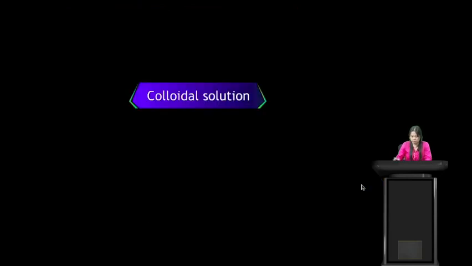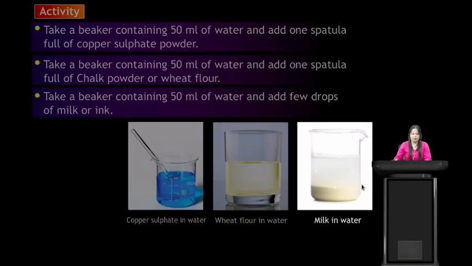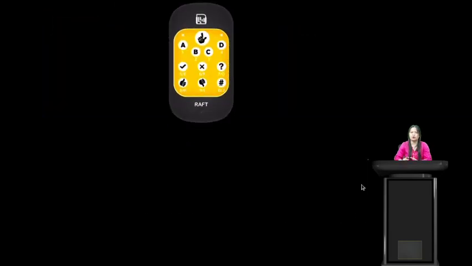Okay, colloidal solution. So now coming to the third beaker. Take a beaker containing 50 ml of water and add a few drops of milk or ink. So this third beaker we will discuss now. So this is an example of colloidal solution.